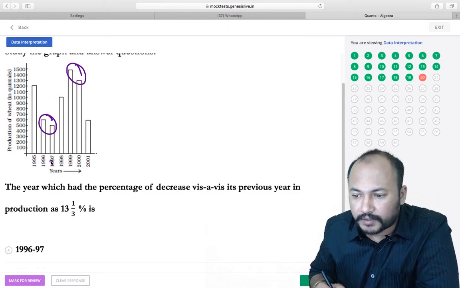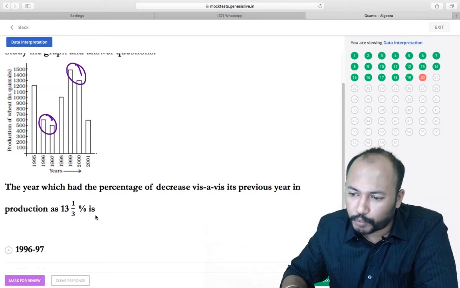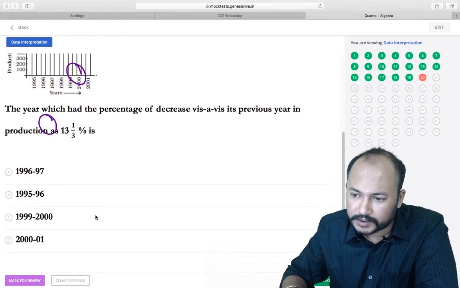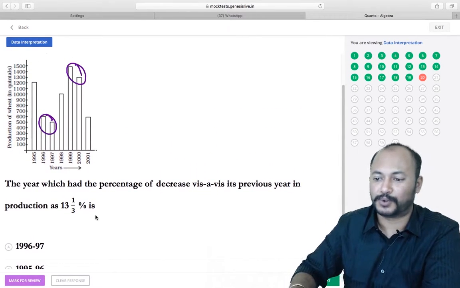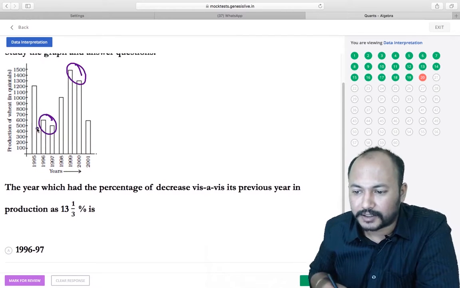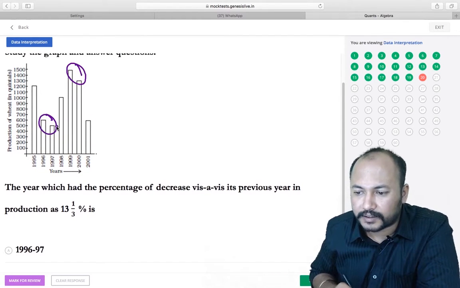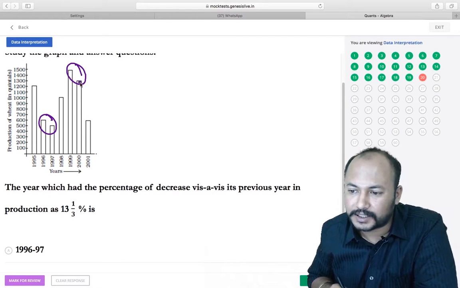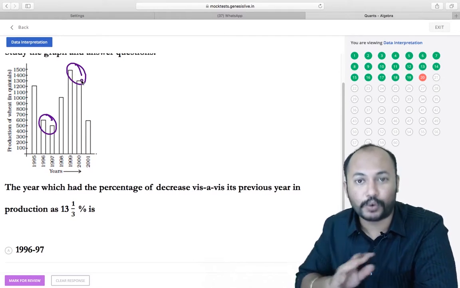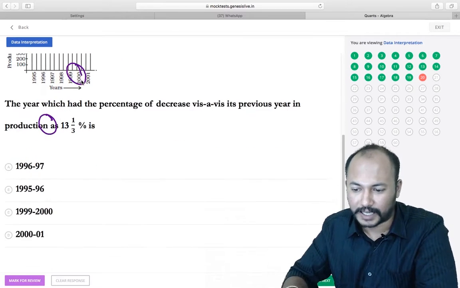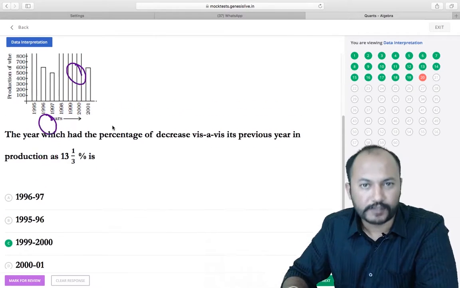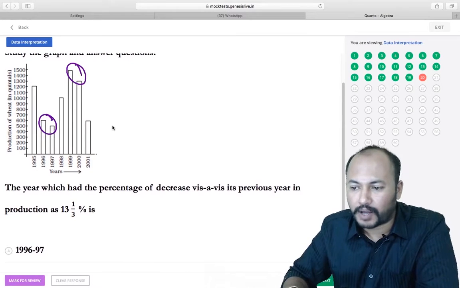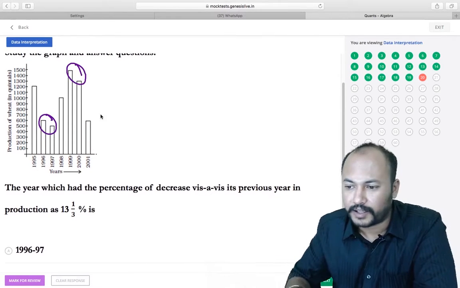Now, 96 to 97, look at the options. Do we have both the options? 96 to 97, 99 to 2000. Yes. Fine, then we have to calculate. So the difference in this case is 100. 100 divided by 500. No, it is not 13. So I can directly go with the solution now. The answer has to be this. Let's cross verify anyways. If it was an exam, I would not have done this calculation.